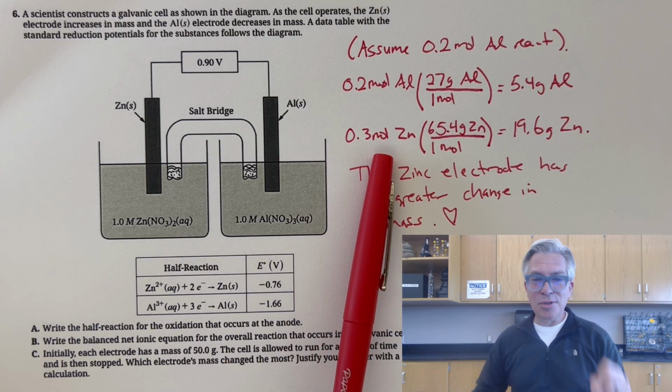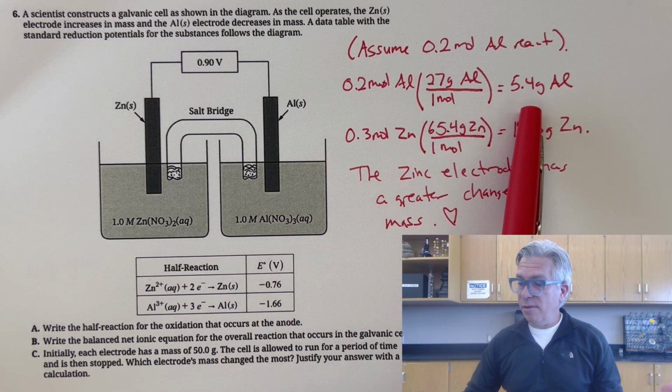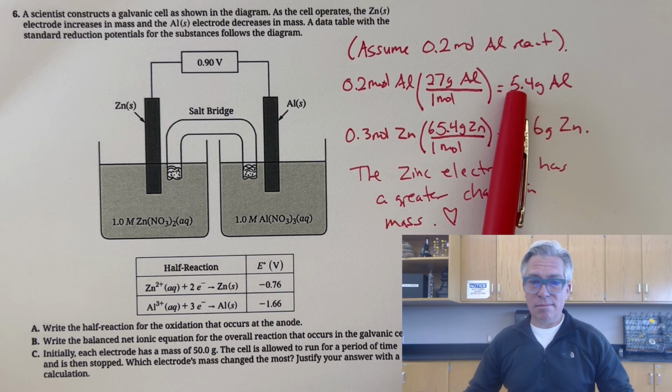And I initially thought, let's use 2 moles of aluminum because there's a 2 in front of it in the balanced chemical equation. But then I realized 2 moles of aluminum is going to weigh 54 grams, which is more than the mass of the electrode to begin with. So I had to correct myself.